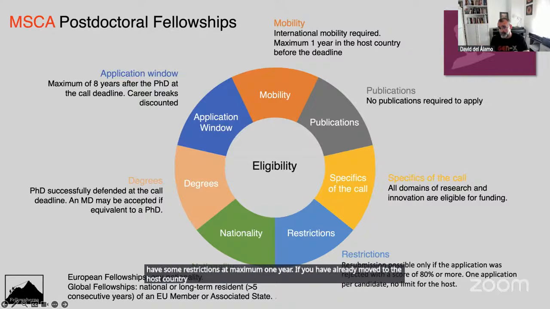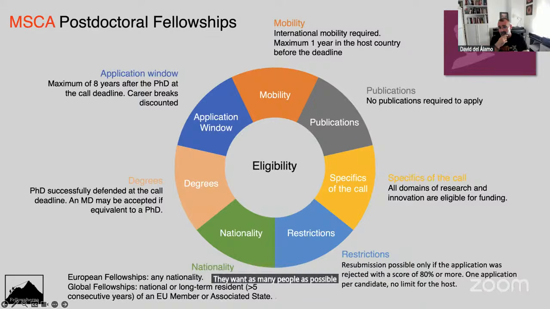You don't need publications to apply. That doesn't mean you're going to get the fellowship without any publications, but you don't need them to apply. As you see, this is very open, and they want as many people as possible to apply. Yeah. Specifics of the goal. The specifics is that there's no specifics. Basically, all domains of research and innovation are eligible.